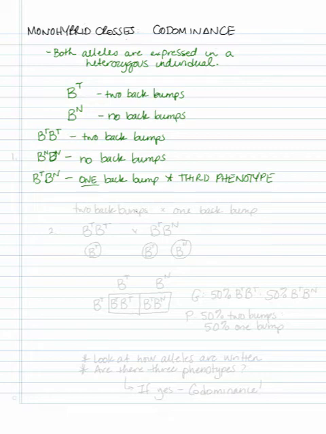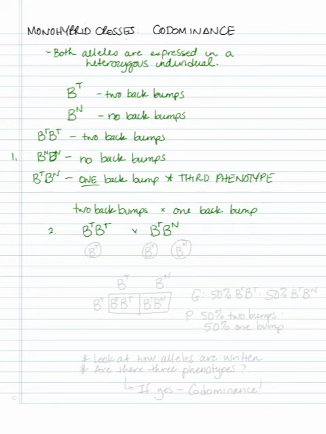So let's try something. Let's say I have an individual that has two back bumps. So a critter with two back bumps is crossed with a critter that has one back bump. And let's take a look at what the genotype and phenotype ratio outcome is. For the two back bump critter, we've already taken care of step one here. We've determined our alleles. Step two, parent genotypes. The two back bumps is going to be BT, BT. The one back bump, BT, BN.